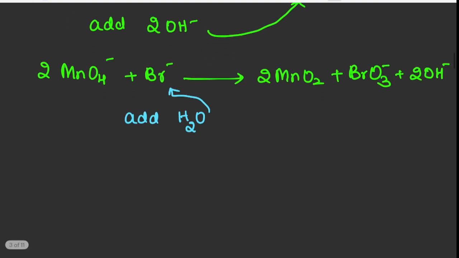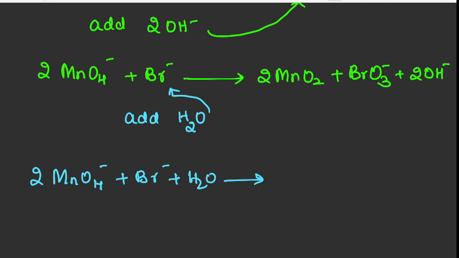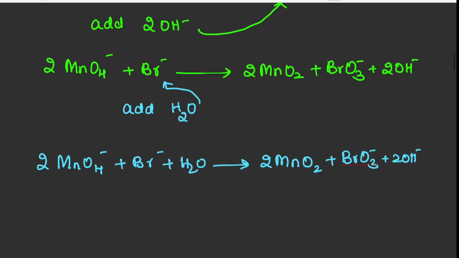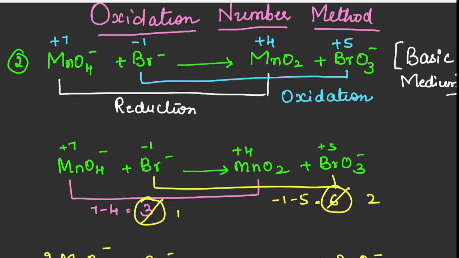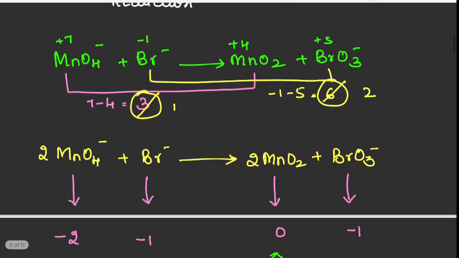I will write the final equation as 2 times MnO4 minus plus Br minus plus H2O, giving rise to 2 times MnO2 plus BrO3 minus plus 2 times OH minus. So this is the balanced chemical equation. This is for the basic medium. So stepwise you have to go through. Here it is by the oxidation number method. So students, go through it once again.